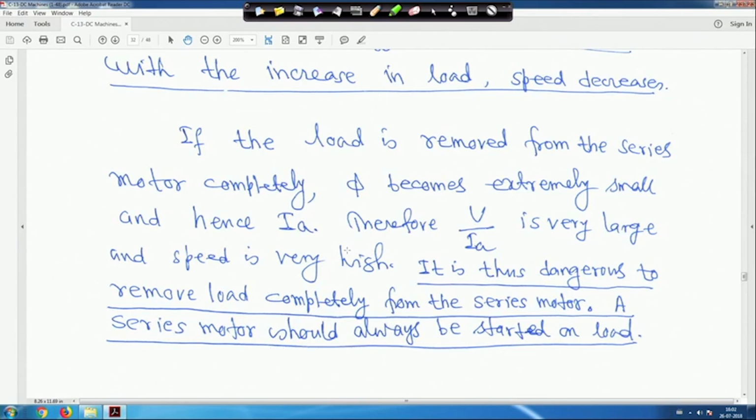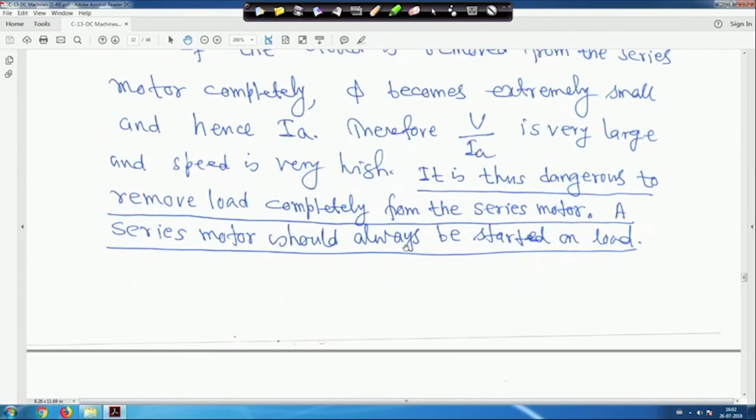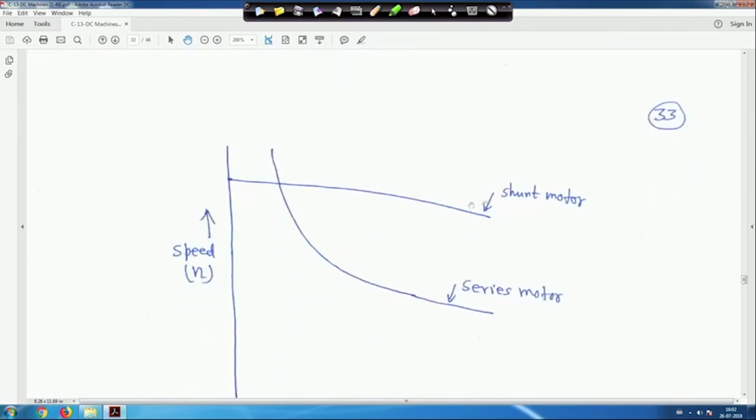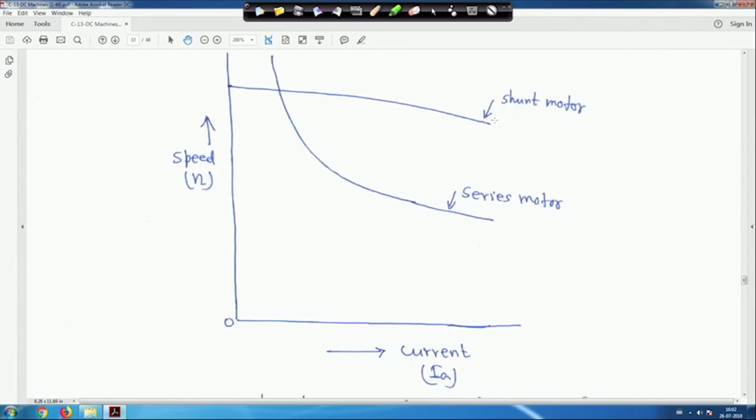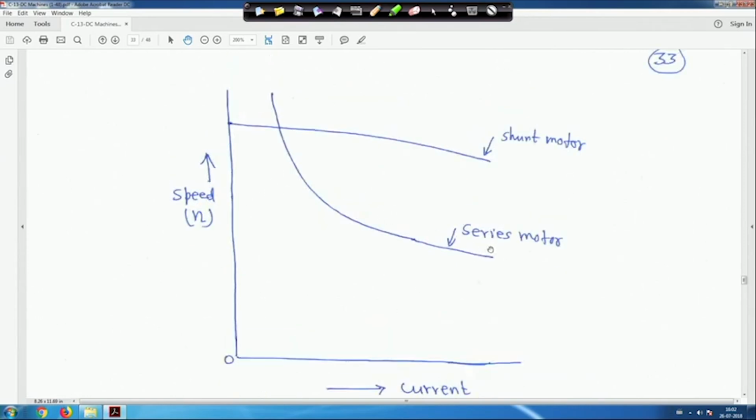They sometimes ask this question: why should a series motor not be run on no load? Because of this reason only. So, whenever you start a series motor, you have to connect some load, then start. Otherwise, it is dangerous to remove the load completely. For the shunt motor, this is the speed-current characteristic, and for the series motor it is the speed-current characteristic.